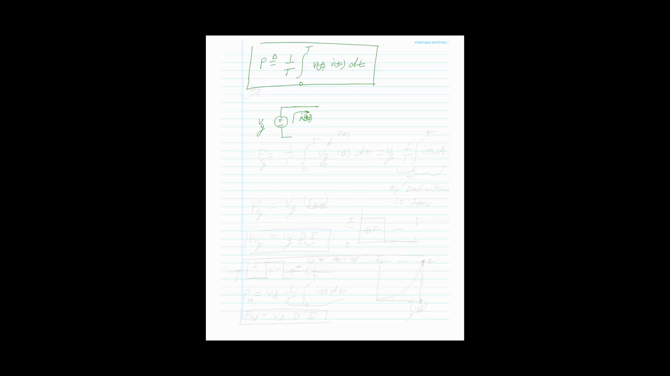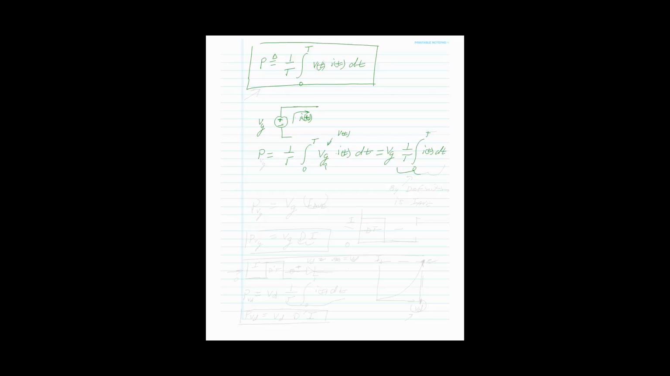Well, if this voltage is fixed, what's the power? Use the same equation, 1 over T, integral 0 to T of, well, what is V of T? V of T is VG. There's no time dependence, this is a DC voltage. What is I of T? Well, that's just I of T. I don't know what the current is. But look what happens: because VG is constant, I pull that out of the integral. 1 over T, integral from 0 to T of I of T dt.